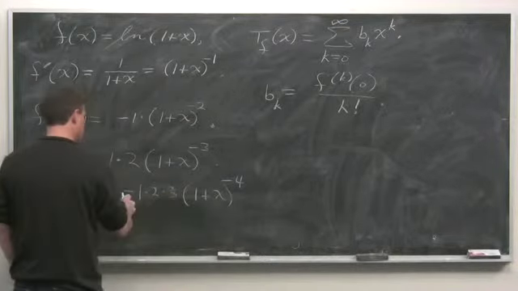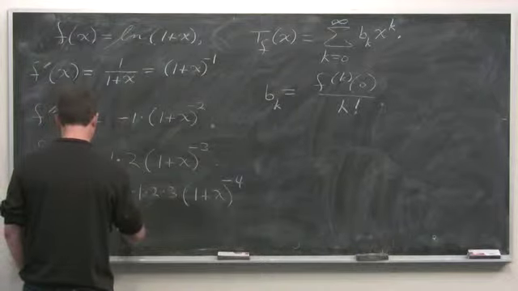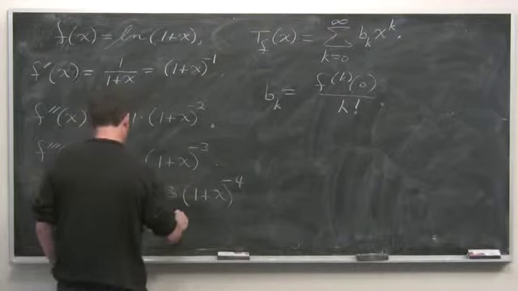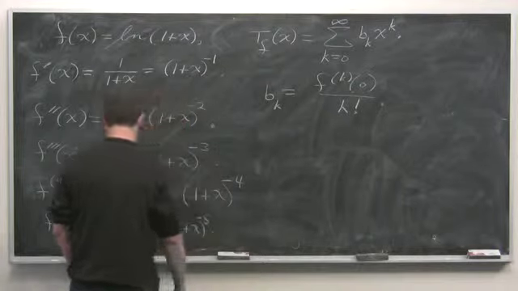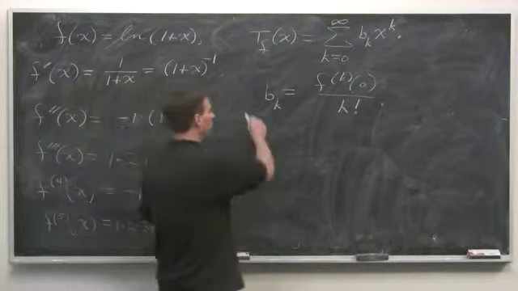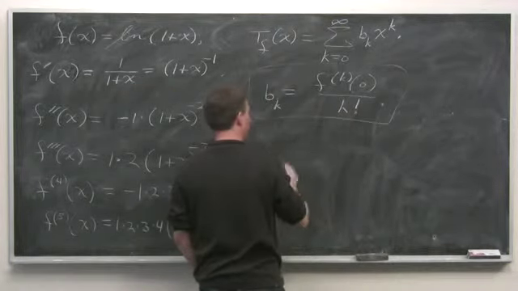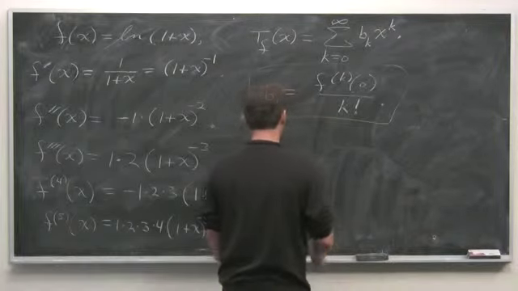You get a minus minus, so that's a plus. Then you get 1 times 2 times 3 times 4, so we're getting a factorial, times 1 plus x to the minus 5. All right. I'm not going to ignore this factorial down here, but right now I'm just worried about, do we have a formula for the derivatives of the f's?